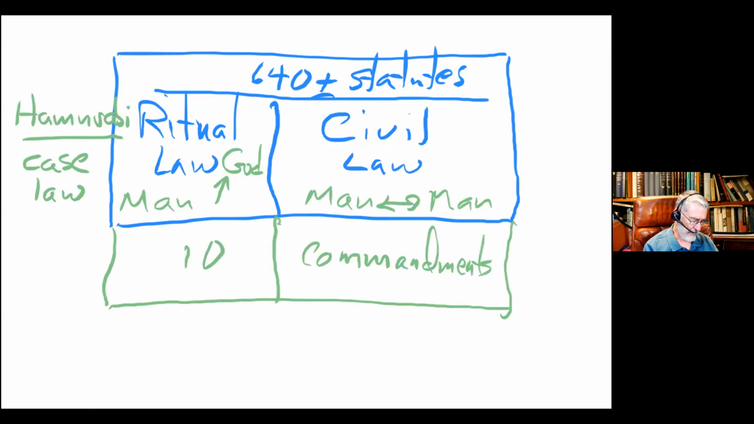The 10 commandments include 4 that are ritual and 6 that are civil. And the 10 commandments express positive value in the form of universal principles.